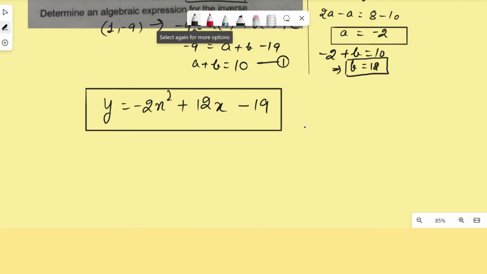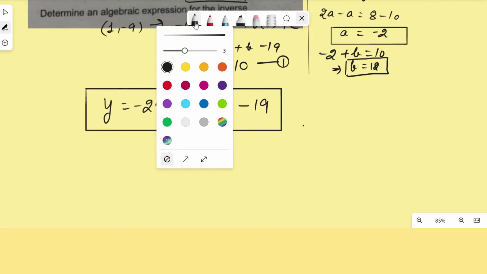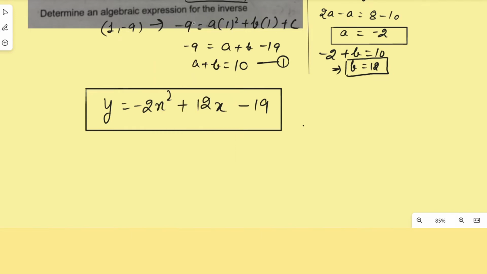So this is the quadratic function. We can go ahead and use our method to determine the inverse of any equation given. So this equation is in terms of f of x as y equal to something. So we need to determine the equation in terms of x. So what we need to do is solve for x in terms of y.